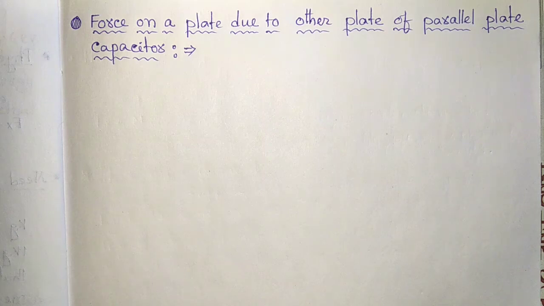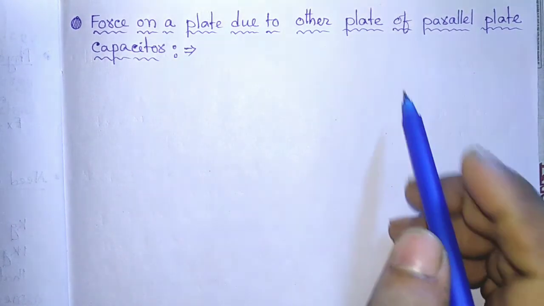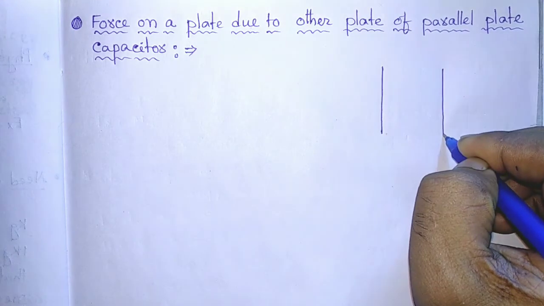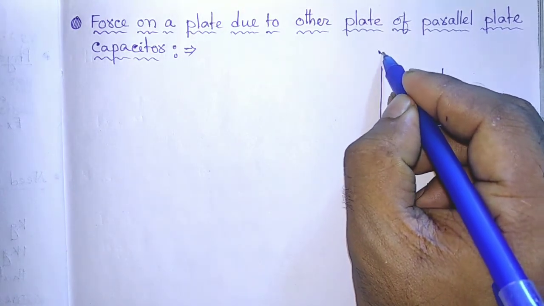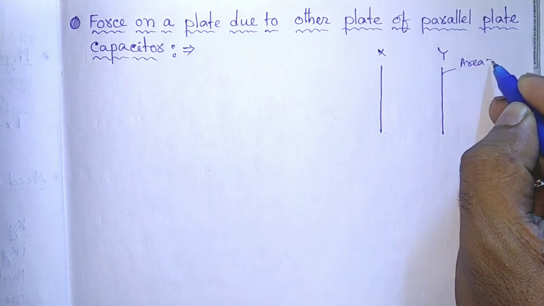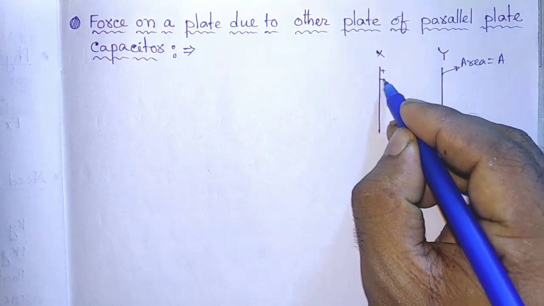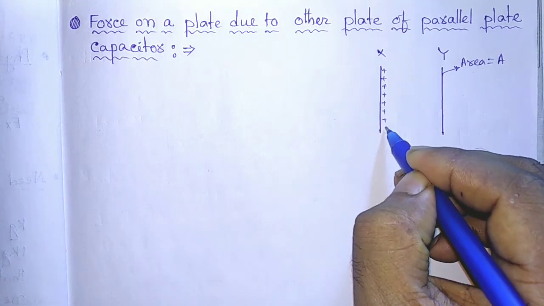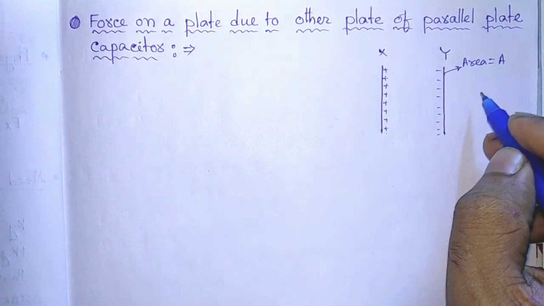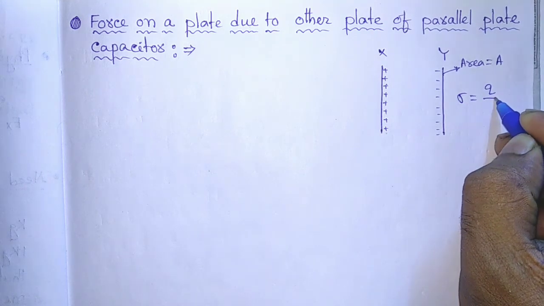So today our topic is force on a plate due to the other plate of a parallel plate capacitor. Consider a parallel plate capacitor with plate X and plate Y. Plate area is equal to A. Surface charge density is sigma. X plate is positively charged, Y plate is negatively charged. Sigma is total charge by area.